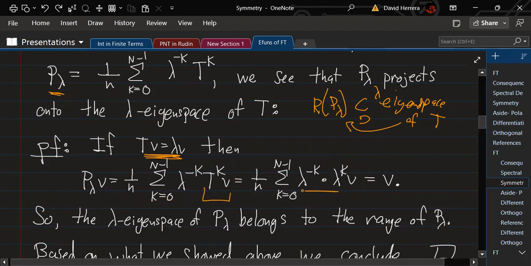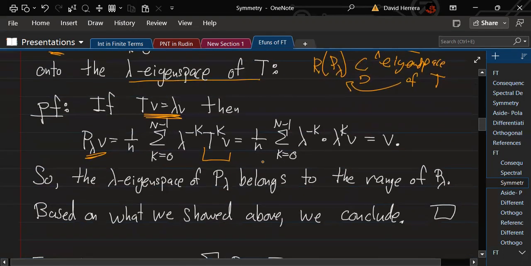Now the lambda k and negative lambda k cancel, so you're averaging the same thing, the vector. So you just get the vector. The key idea is that this negative lambda here is supposed to cancel out the eigenvalues that you get from this T to the k. So P lambda v is just v. And so what we showed is that P lambda projects onto the lambda eigenspace. So it is a projection onto the eigenspace of T.